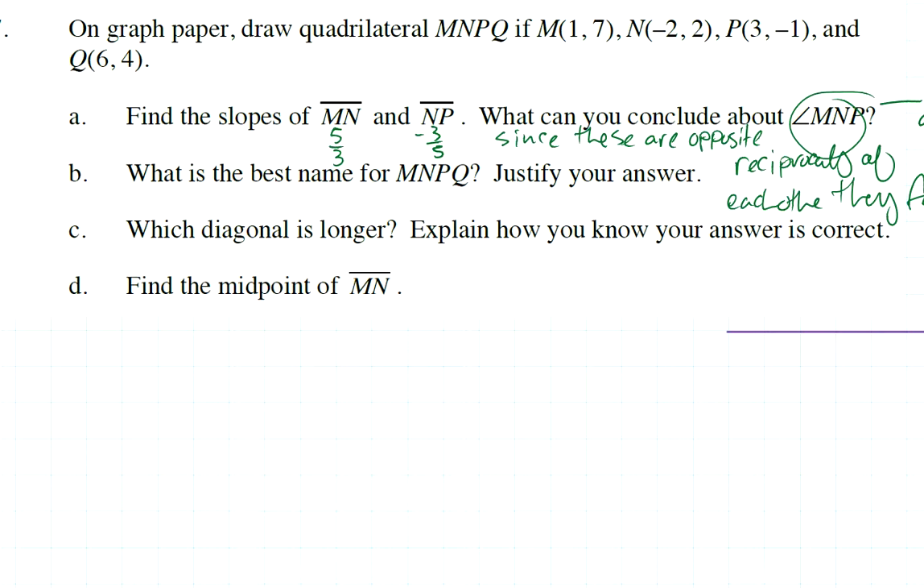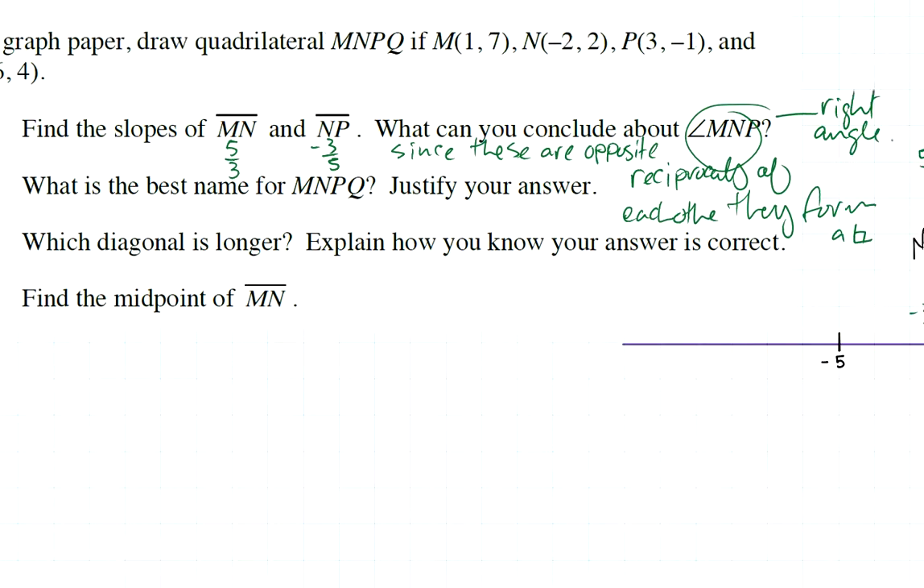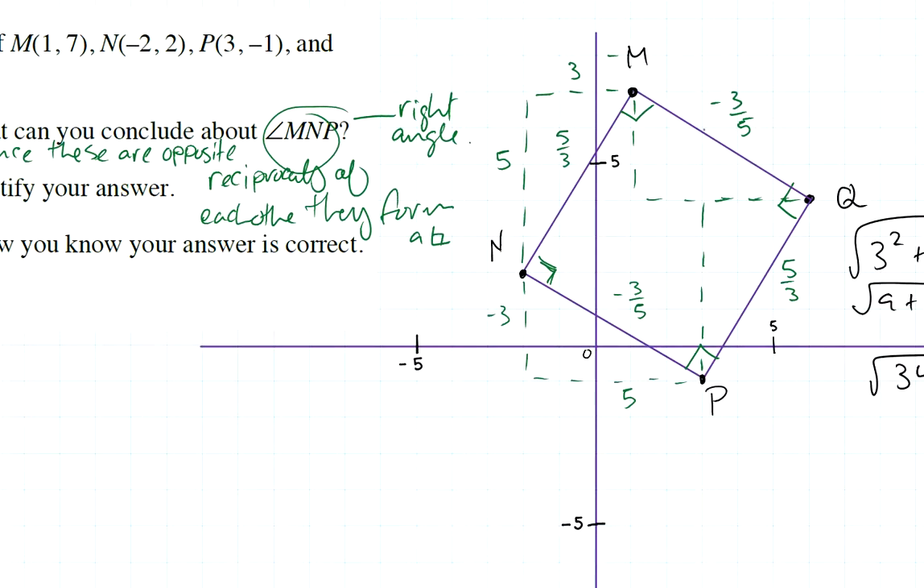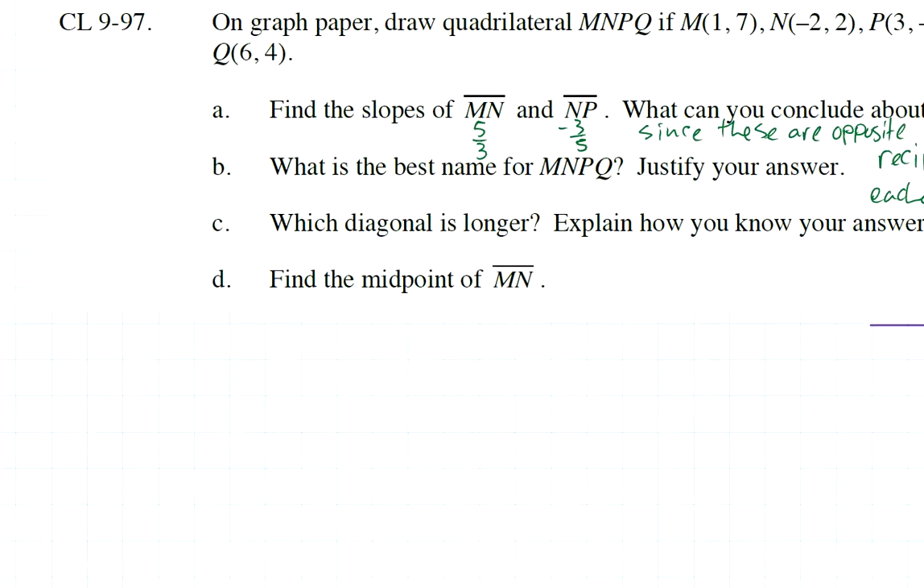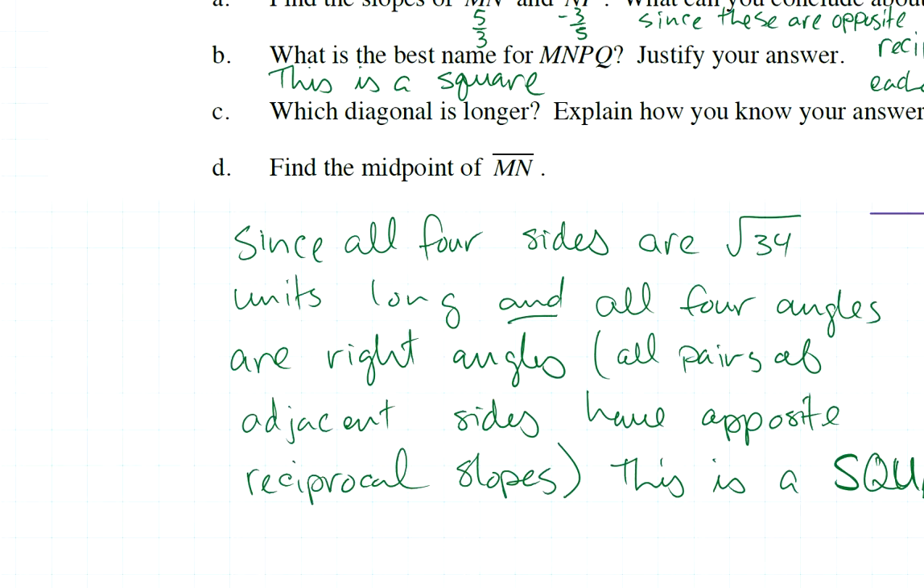But furthermore, because all the side lengths can be thought of as hypotenuses of a right triangle in which the legs are 3 and 5, they're all congruent to each other. So this is congruent, congruent, congruent, congruent. So obviously this is a square. And I went ahead and wrote down what I would consider a nice justification, right?